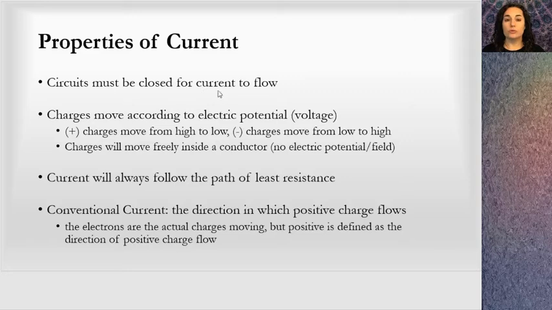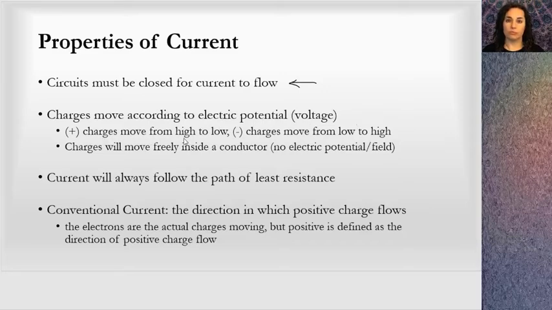Circuits must be closed for current to flow. That is a big principle. I have a few examples of that to go over. But when you're looking at circuits, really think about whether there's current in a branch. If the circuit isn't closed, then current won't flow and you won't have to worry about that branch. Charges move according to electric potential, as we've seen in prior lessons.